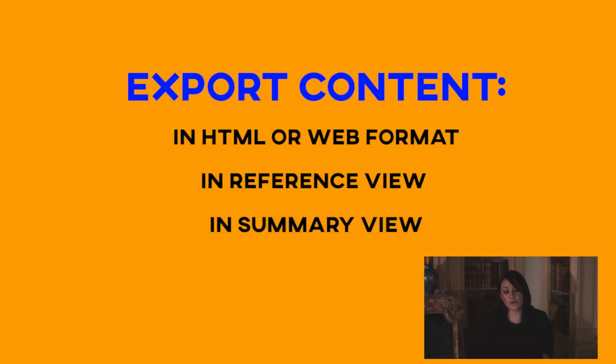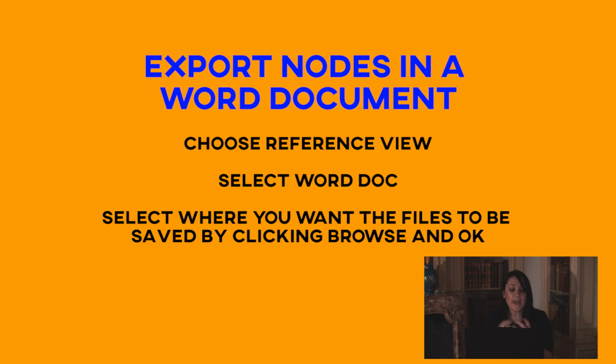To do this, you click on the Data tab at the top of the workspace, then select the nodes or subnodes that you want to export by clicking the exact items symbol up here. A menu will open prompting you for how you want the information exported, and you can choose to export the entire content in HTML or web format, in reference view or summary view. Each view type uses different file types. To export the nodes in Word.doc, you choose Reference View, Word Doc, then select where you want the files to be saved by clicking Browse and OK.